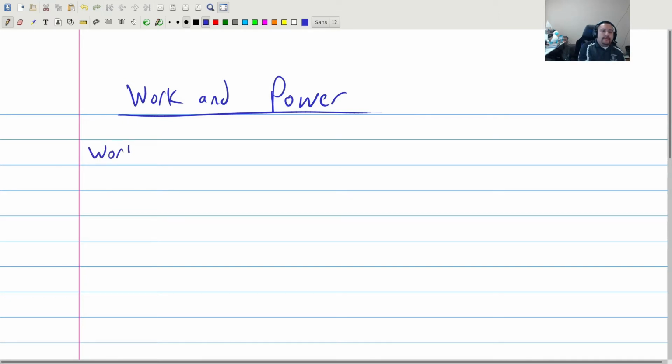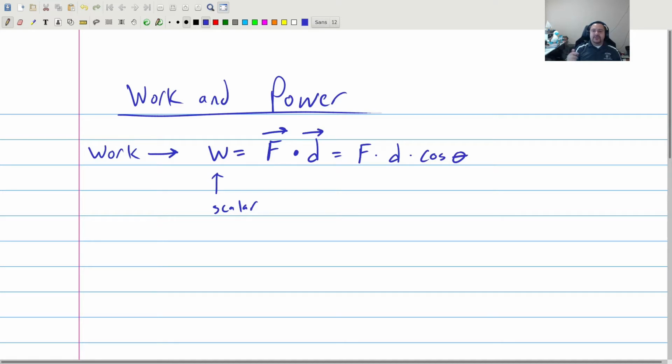So, work is going to be a dot product. Work is a scalar, which means it doesn't have a direction. And it is going to be equal to a force vector dot product with a displacement vector. So sometimes you'll hear this as force times distance. That's not quite right. It's force dot product displacement. That's the same as saying the force times the distance times the cosine of the angle between the force and the displacement.